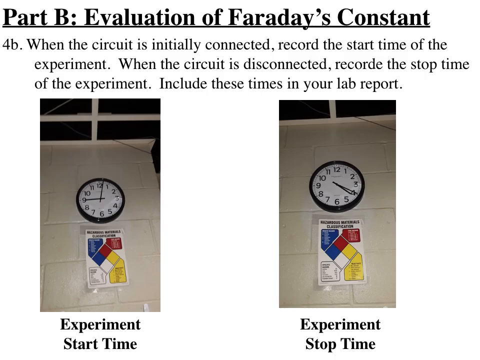The picture on the left shows what the clock in the laboratory read as the time that the experiment was started. This, by the way, is in the morning. And the picture on the right shows the time at which the experiment was ended. This, by the way, is in the afternoon. So these numbers should be used to determine the length of time that the current was delivered to the electrodes.